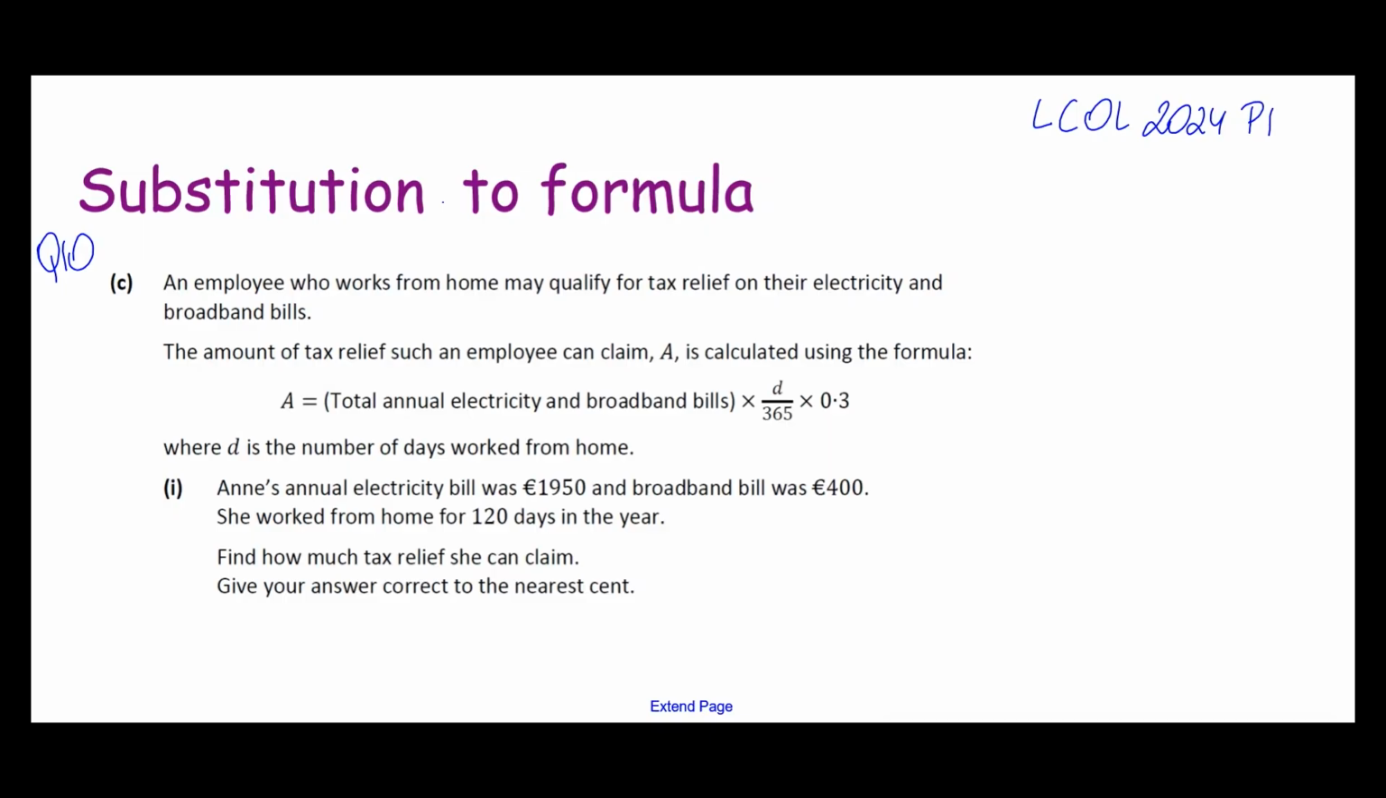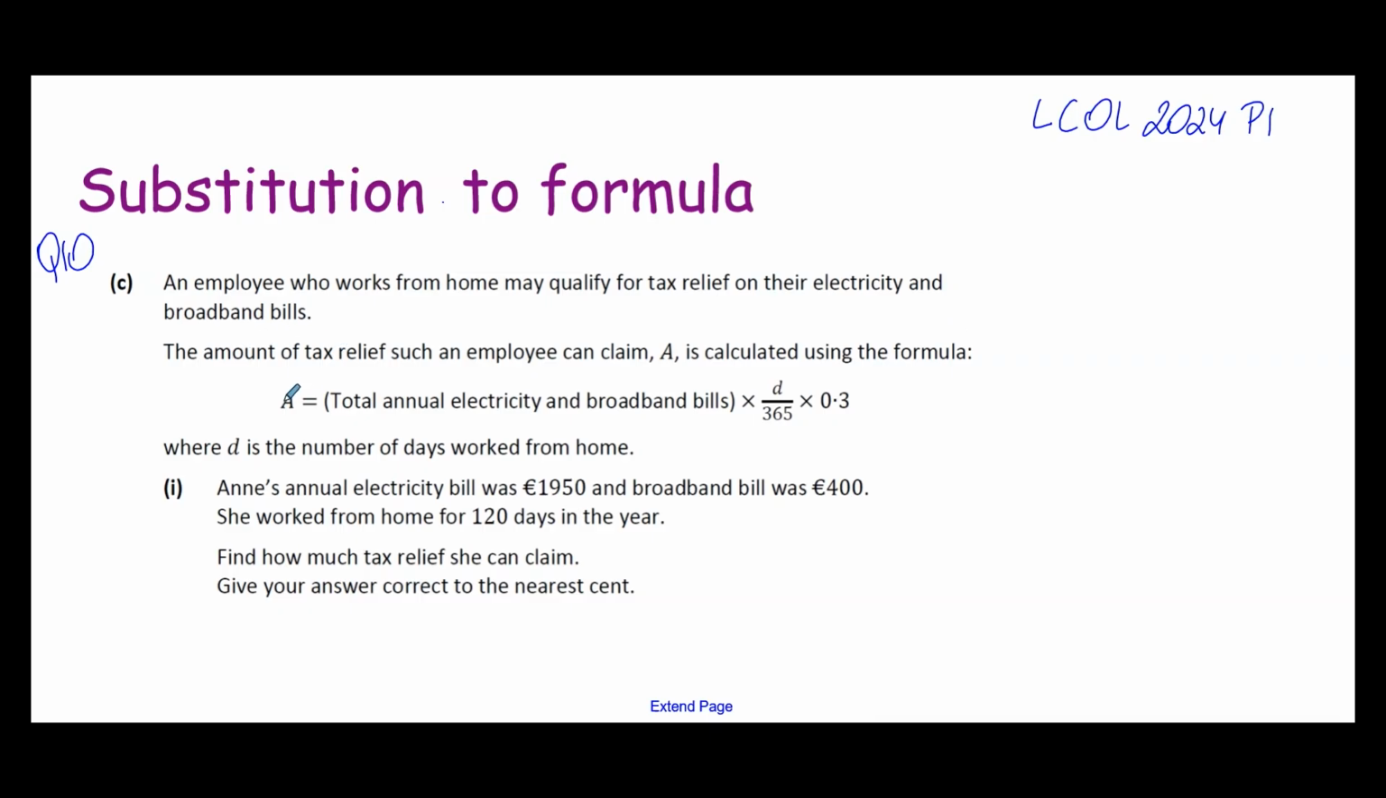Let's have a look at the question where we are given a formula and we have to understand and see what we have to do with it. An employee who works from home may qualify for tax relief on the electricity and broadband bills. The amount of tax relief such an employee can claim, A, is calculated using the formula. So this formula is for what? For the amount of tax relief.